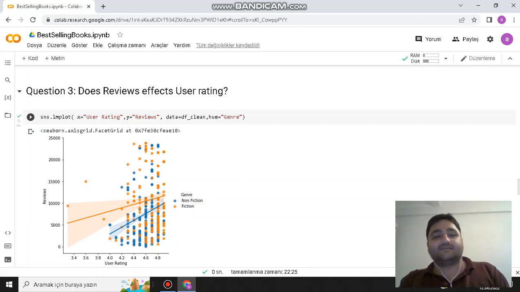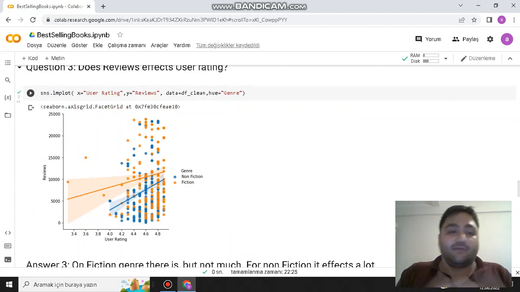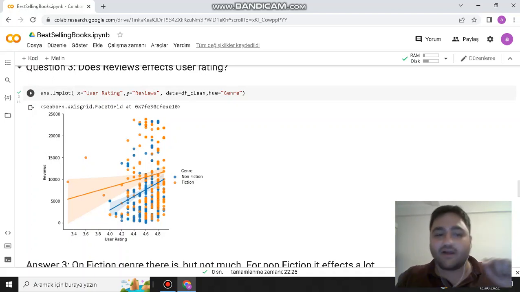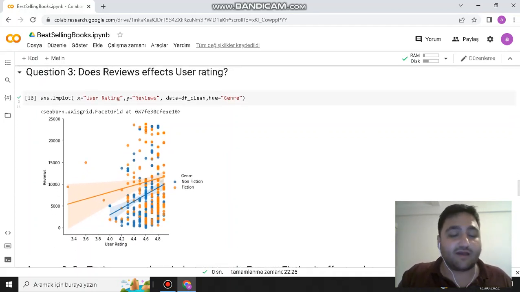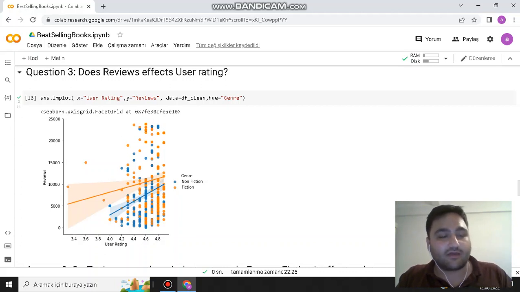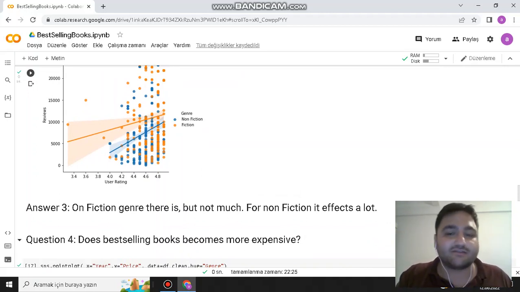Does reviews affect user rating? You can easily see it because this graph is really amazing. You can see the median, the average, and the line. They just draw a line to the median, and there's also data in here. So as you guys can see here, while the user rating increases, reviews increase too. It's more on non-fiction, lesser on fiction, but still.